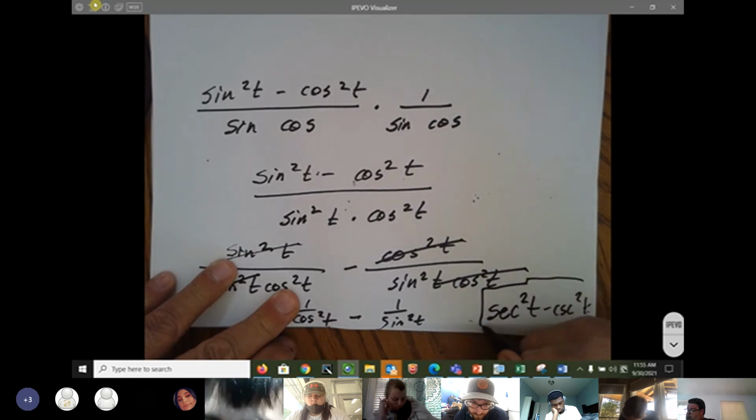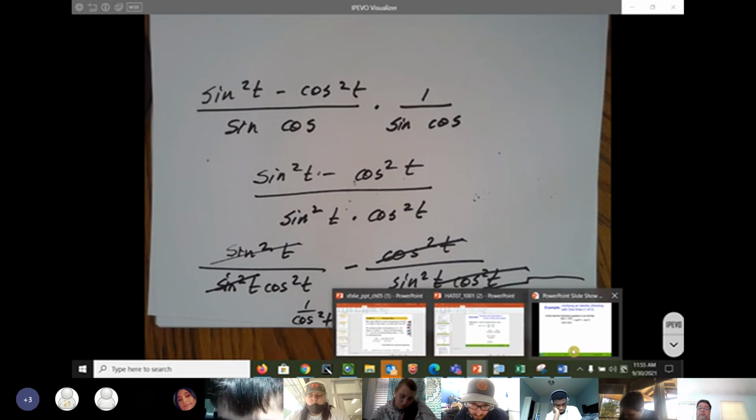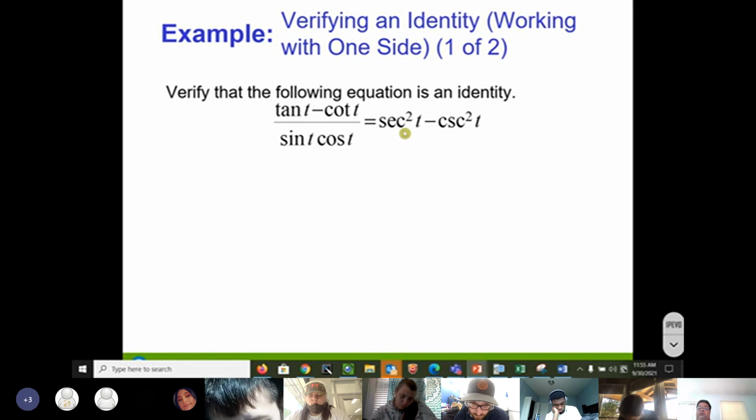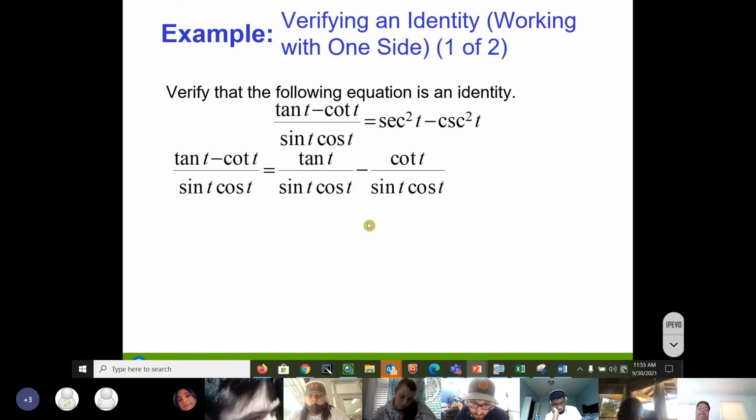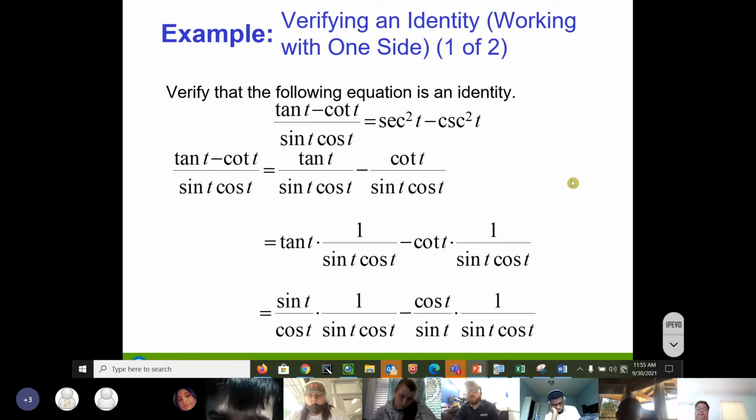And what did they want? What was their valid? Should be secant squared minus cosecant squared. Let's see what they wanted. Secant squared minus cosecant squared. We are smart. We feel good about ourselves. Good job.